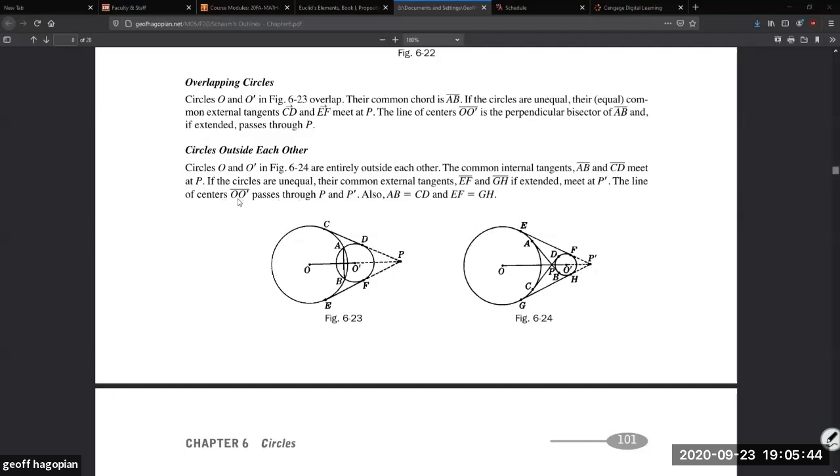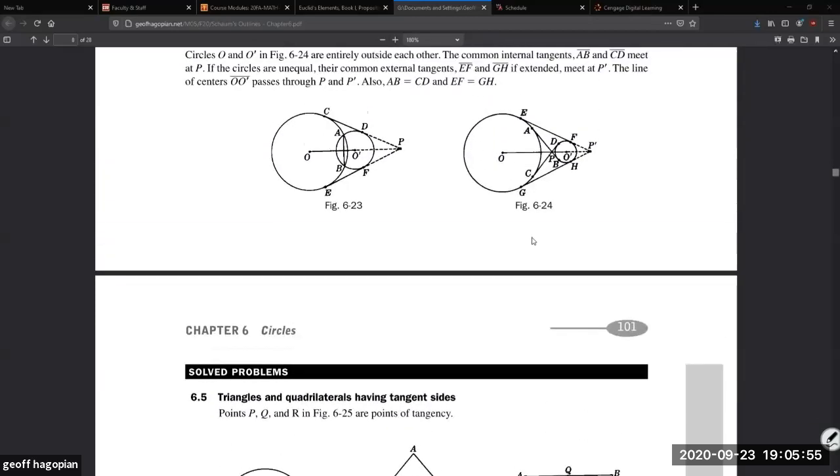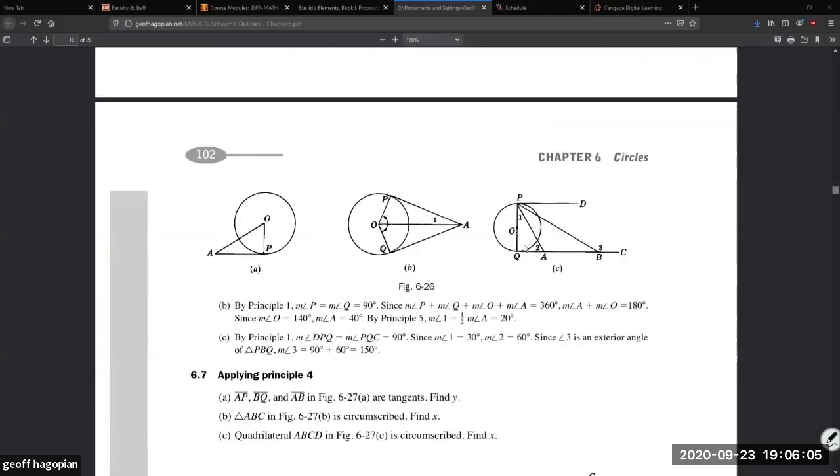The line of centers OO prime passes through P and through P prime, and also AB is equal to AC and EF is equal to GH. And then we get a bunch of solved problems. And I don't know, can you see how you would prove all these things? Yeah, let's discuss the proofs later. Let's try to at least just brush up against the concepts, right?